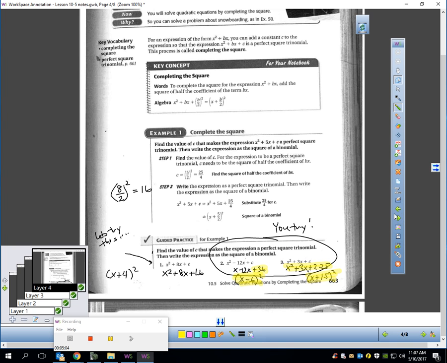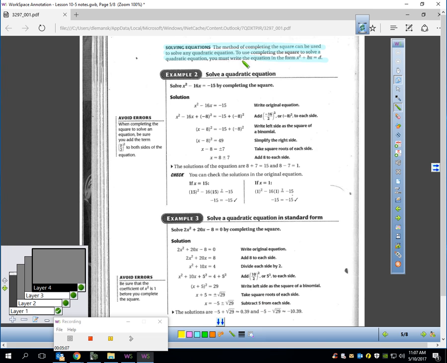So now we know how to complete a square. So now we need to use that to solve our equation. The method of completing a square can be used to solve any quadratic equation, even if b is not equal to 0.